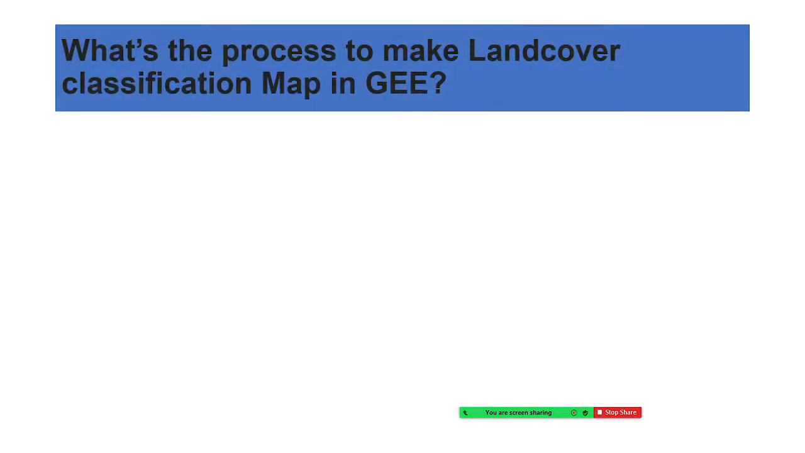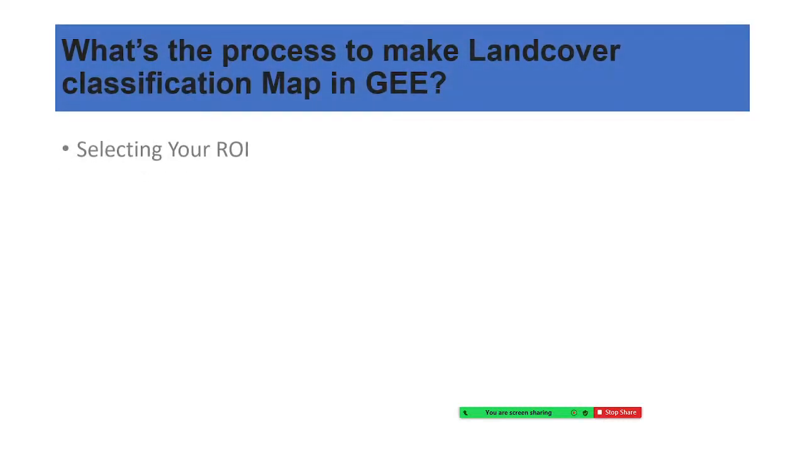So this time I use the Google Earth Engine platform. We need to follow some procedure when making the Landcover classification map using the Google Earth Engine platform. I will go step by step, then also show you a practical example, and we will discuss a lot of examples this time. So what's the process to make the Landcover classification map in the Google Earth Engine platform?